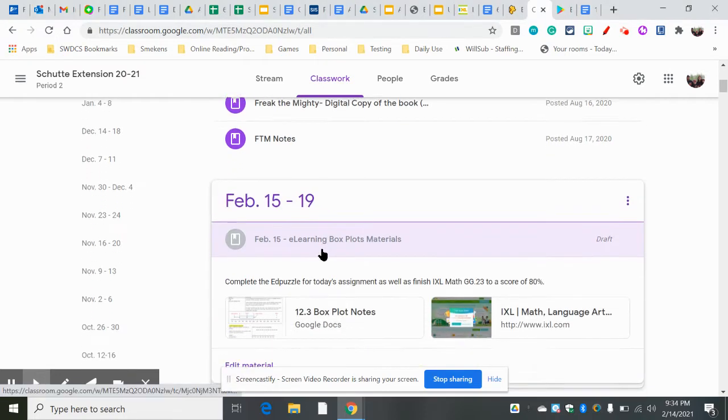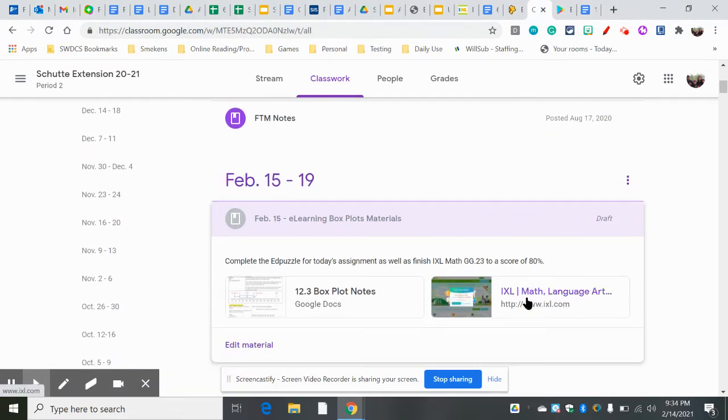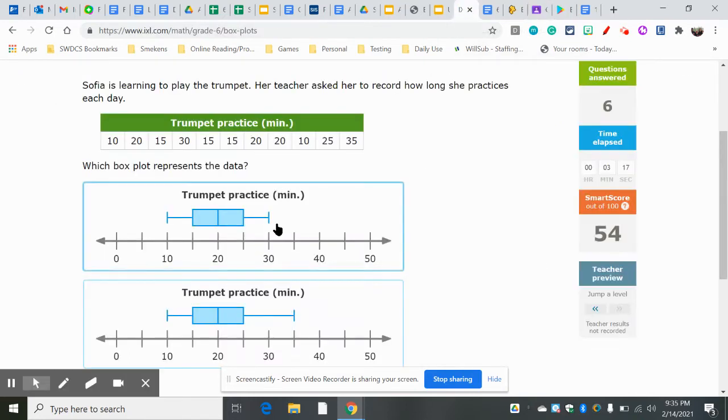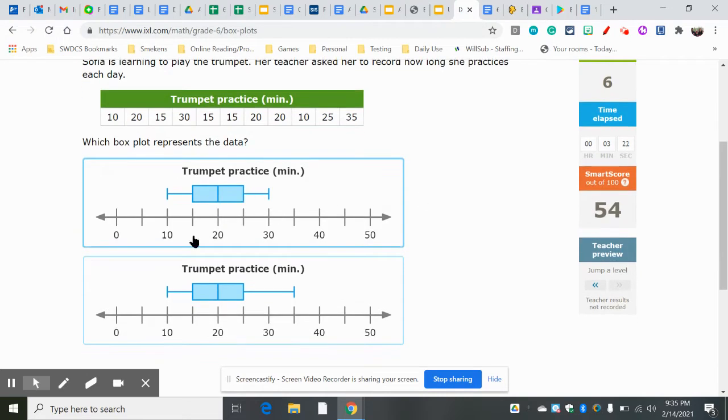So for today, a couple of things. Don't forget your IXL math. GG23 is to a score of 80%. I have that pulled up on my screen here. Generally, when you get to around a score of about 54, it's going to give you a question like this.